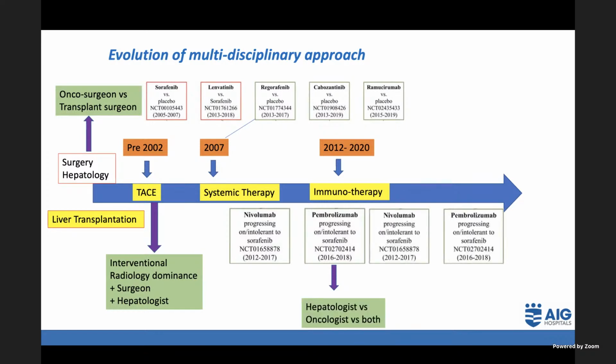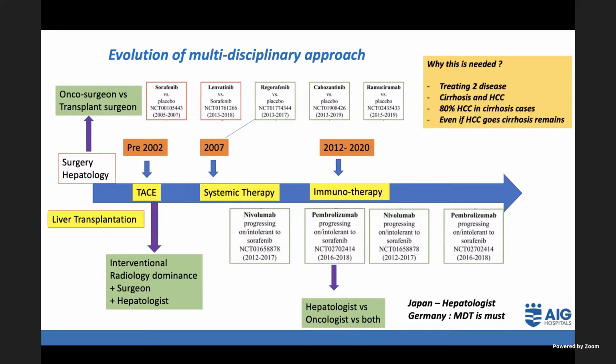So there is now a role for everyone, right from the surgeon to the transplant surgeon to the interventional radiologist to an oncologist. And sometimes we see sorafenib being given by a hepatologist, sometimes by an oncologist. Same with immunotherapy. It all depends on where we are practicing. For example, in Japan, everything they do by themselves, so it's the hepatologist who does it. There's a very thin line for referrals there. In Germany, it's a multidisciplinary tumor board. So in India, we can do it mutually, whoever is seeing the patients.